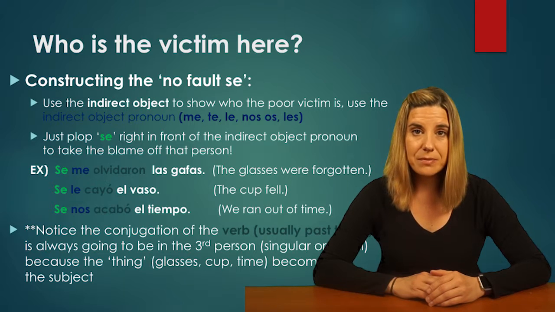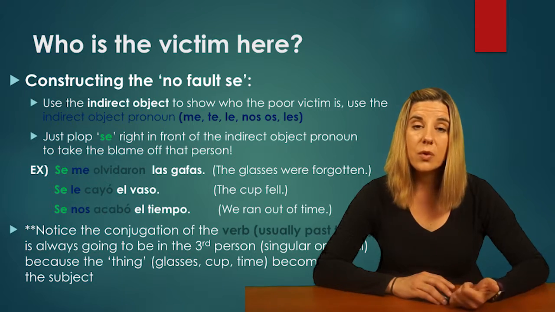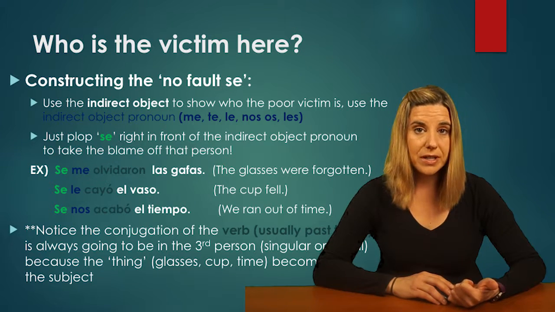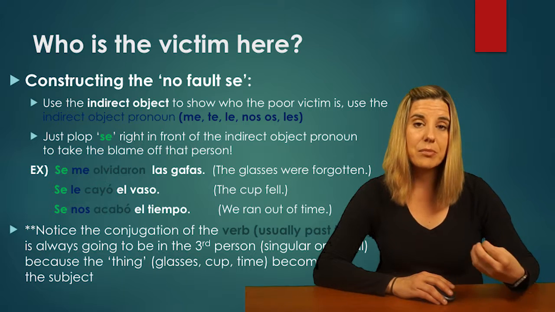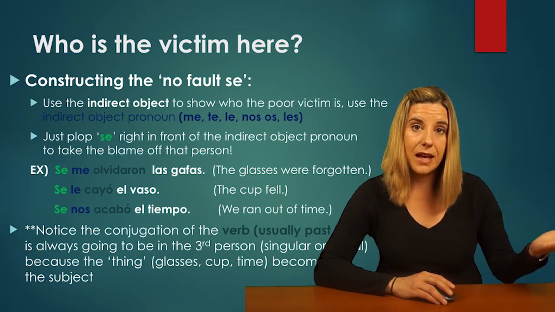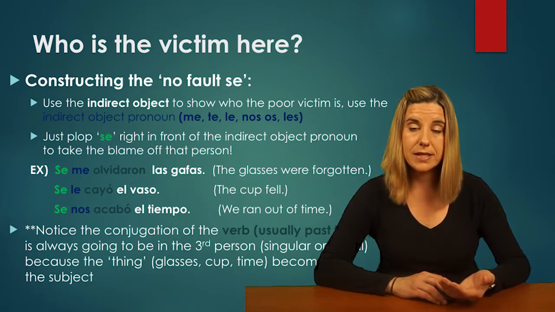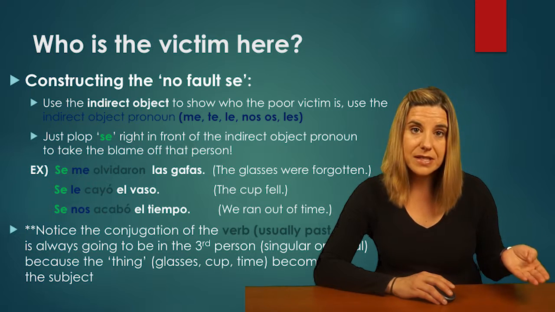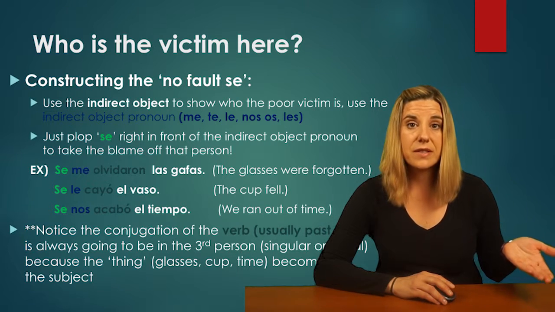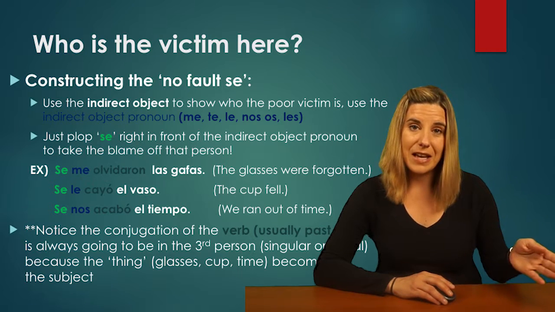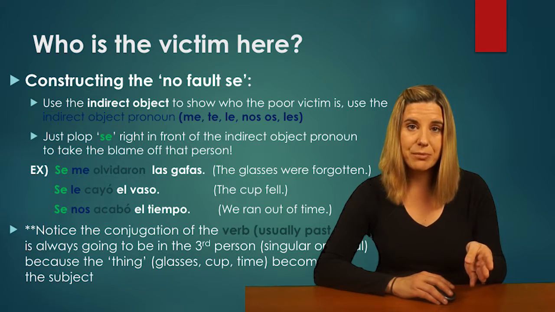So there are a few steps to forming this no-fault se construction. Again, we start with the indirect object pronoun. We use the appropriate indirect object pronoun to take the blame off of the victim. So it's me, te, le, nos, os, or les. Then we put the se out in front. Obviously, that's the most important part. That's why these are called no-fault se constructions. So you need the se, then you need the indirect object pronoun.